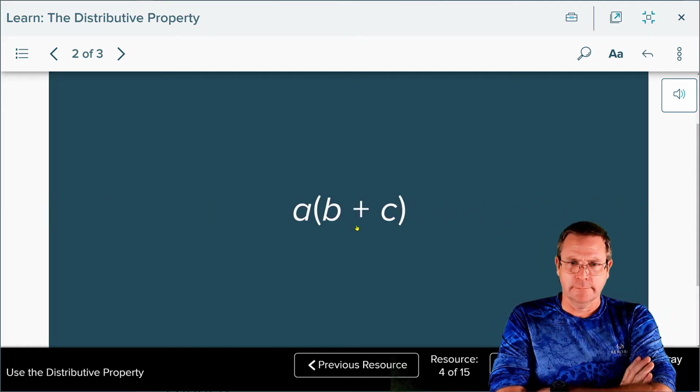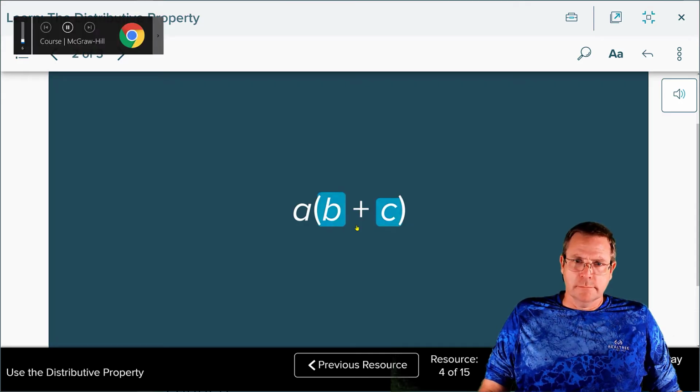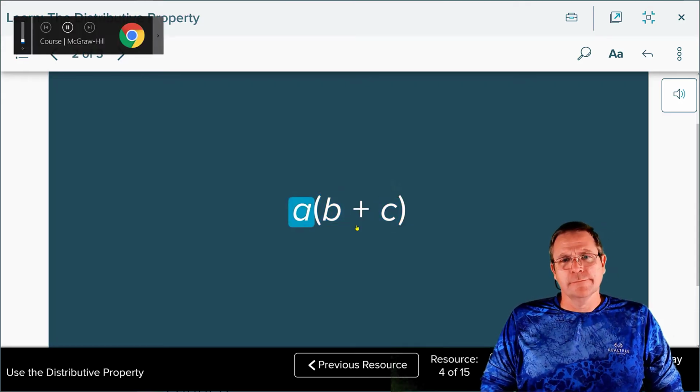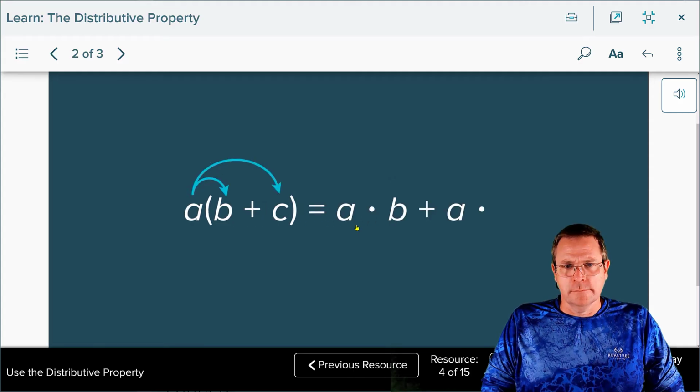The distributive property lets you multiply each addend of a quantity written as a sum by the number outside the parentheses. To apply the distributive property to the expression A times the quantity B plus C, multiply each term inside the parentheses by A. A times B plus A times C. The expression can be written as AB plus AC.